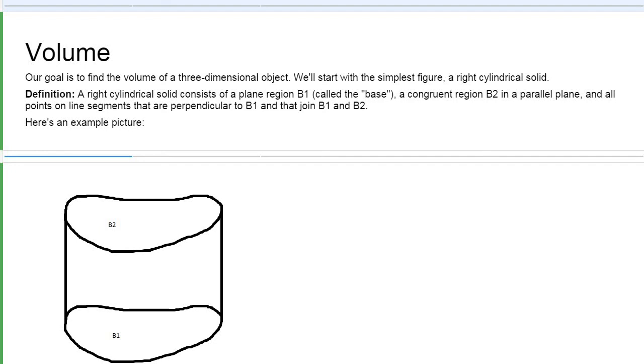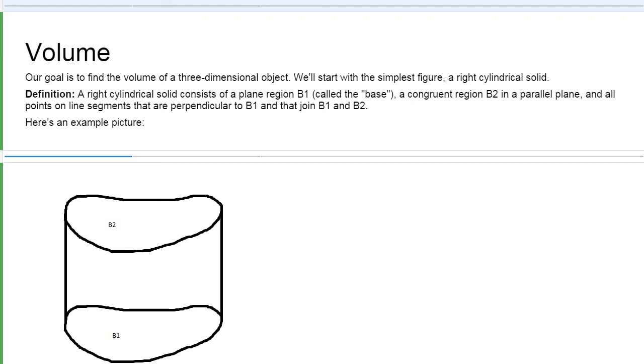So we want to find the volume of a three-dimensional object, and we're going to start with the simplest figure that we can find volume of. That's what's called a right cylindrical solid. So here's an example picture. You have a plane region, what I call B1 here, a two-dimensional object in a plane. You have a congruent region, a copy of B1, in another plane, a parallel plane.